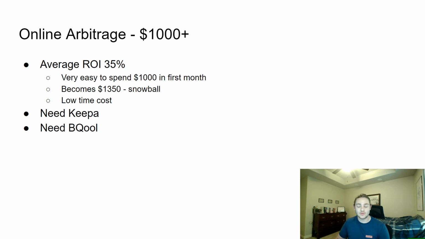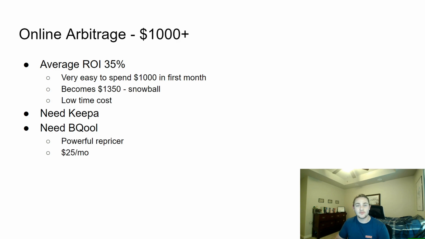You also are going to need BeCool. BeCool is a very powerful repricer. The name of the game with online arbitrage is cycling your capital as fast as possible, same as wholesale. So you're going to need that repricer to be on top of that listing, making sure that you're always in the buy box as much as possible. And that's only $25 a month with the basic plan.